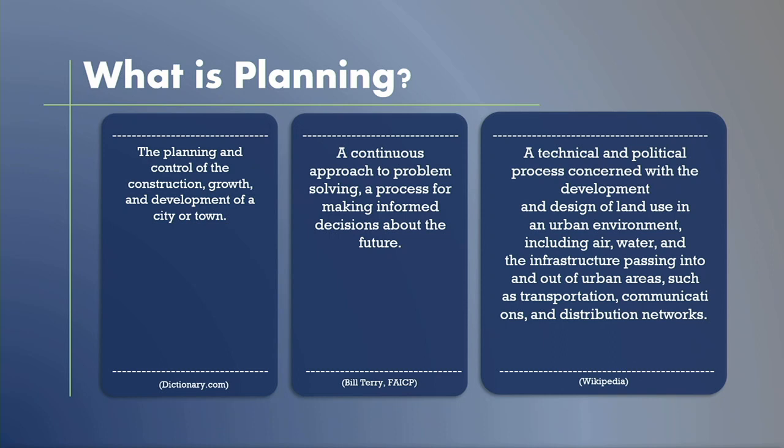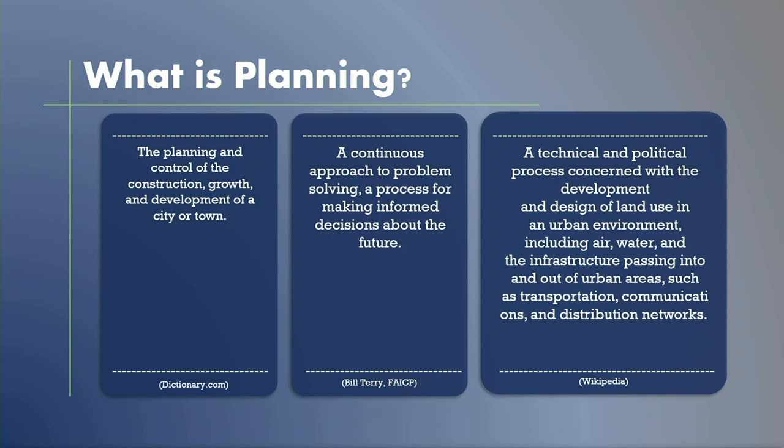These are just three examples that I found online, and they get progressively more detailed as you go to the right. The first one is probably the most basic definition of planning: just control of construction and growth within a community. The second gets a little more in depth, a different perspective, and talks about it being a problem solving process, making informed decisions. So it's looking more at the process and being informed of the decisions you need to make. And then finally, it adds that it's a technical process and a political process. Again, these are just ways to look at what planning is.